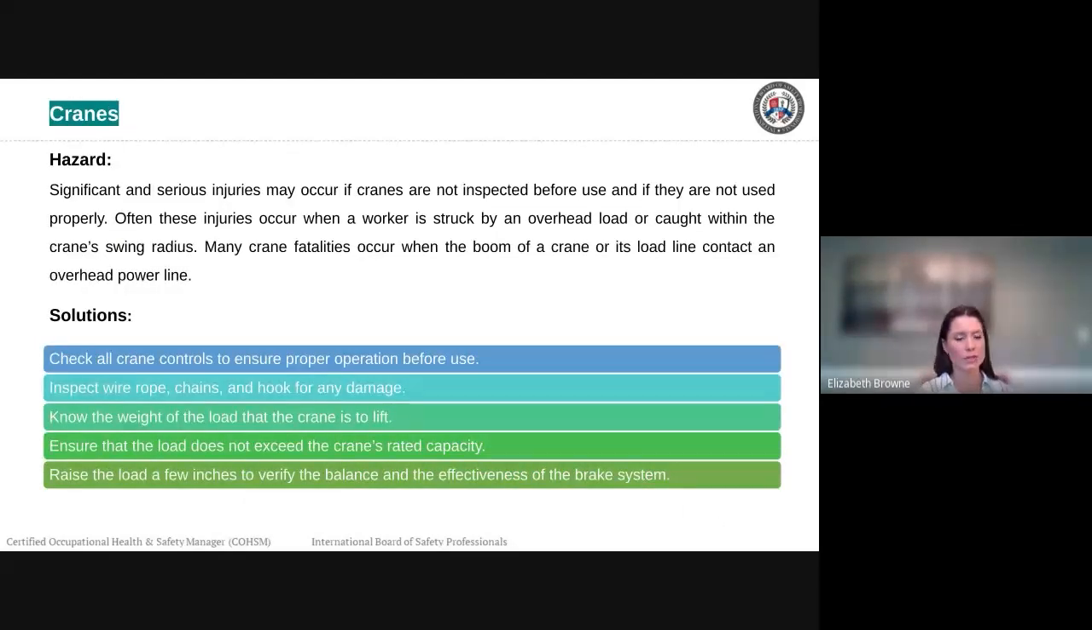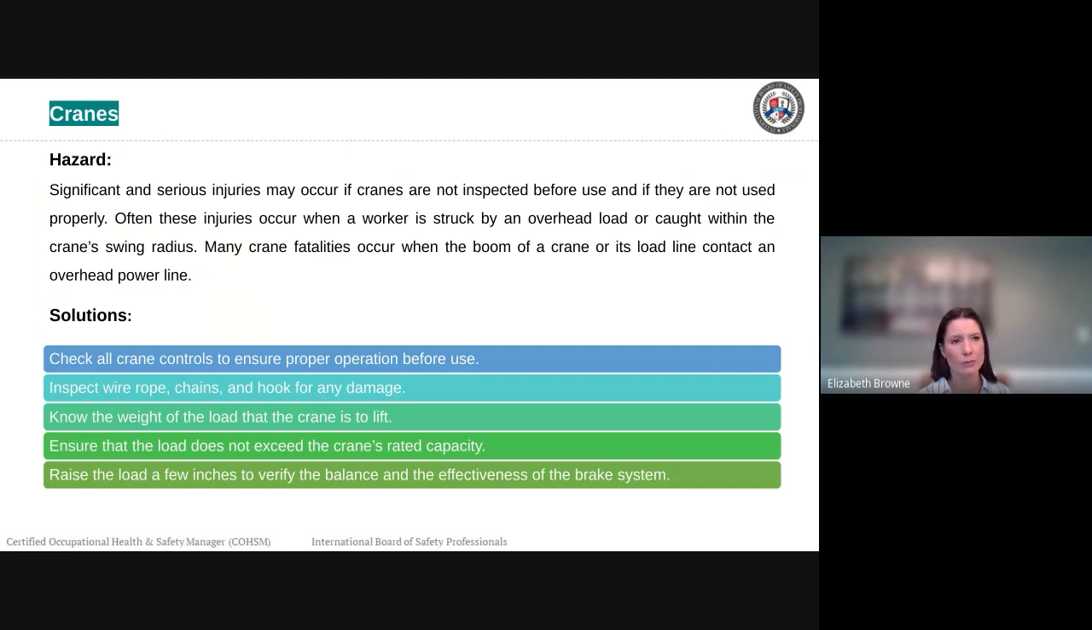Cranes are commonly used on construction sites. Significant serious injuries can occur if cranes are not inspected prior to use or are not used properly. These injuries can occur when a worker is struck by an overhead load or caught within the crane's swing radius. Many crane fatalities occur when the boom of a crane or its load line come in contact with an overhead power line. Some hazard controls or solutions include doing pre-operation inspections.